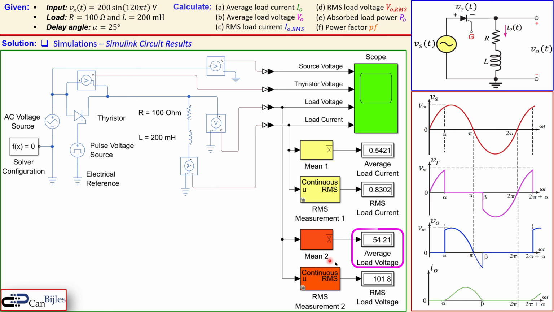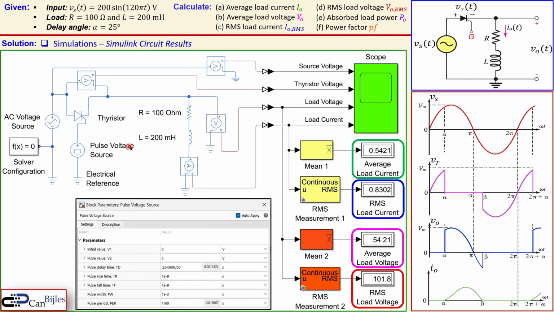Now let's go one by one. You see here the average load voltage, which is 54.21, which is indeed as we have calculated, so that's correct. The RMS load voltage is 101.8 volts, also as we have calculated. The average load current here is 0.5421, which is 100 times smaller, because you just divide this by 100. And here the RMS load current is given as 0.8302 amps, or we had of course 830.2 milliamps, so it's also exactly as we have it.